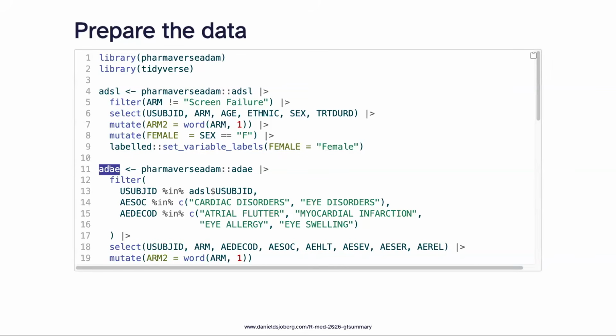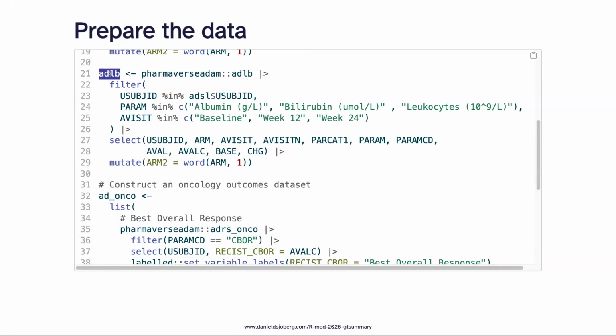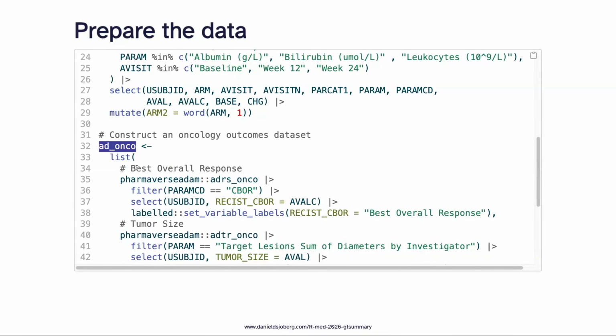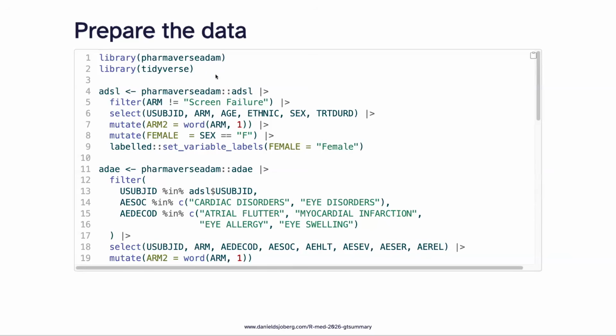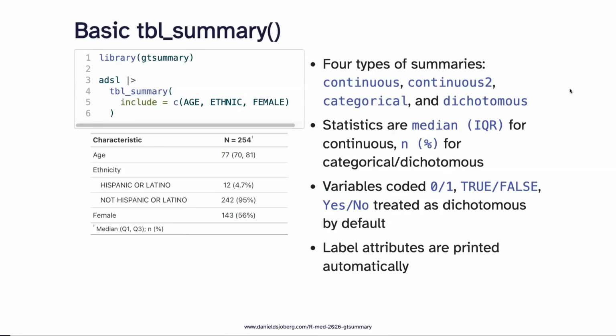And we're going to be using ADAE. That's our adverse events, so that's going to be one line per subject per adverse event. And we're going to be using ADLB just a little bit near the end. That's our labs data set, so that's going to be one line per subject, per visit, per lab. And I think we have just one example with this oncology data set, and that is going to be one line per subject as well. You can take a look at the details here, but all of this data is available from the pharmaverse ADaM package.